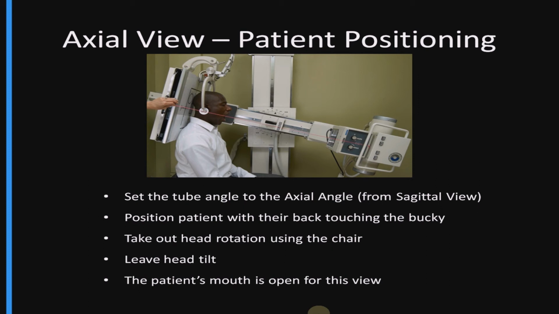So in starting for the axial X-ray, we're going to set the X-ray tube at the angle that we obtained from the sagittal view called the axial angle. Now that angle is the plane from which you can best view the C2 surface. So as we set the X-ray tube to that angle, leaving the Bucky 90 degrees to the tube, we're going to position the patient with their back touching the Bucky. We're going to do the same assessment of head rotation, looking at the lateral canthus of the eyes, and using the chair to unrotate the patient until the lateral canthus widths match on both sides. We're not going to take out head tilt, and typically the patient's mouth will be open for this view.